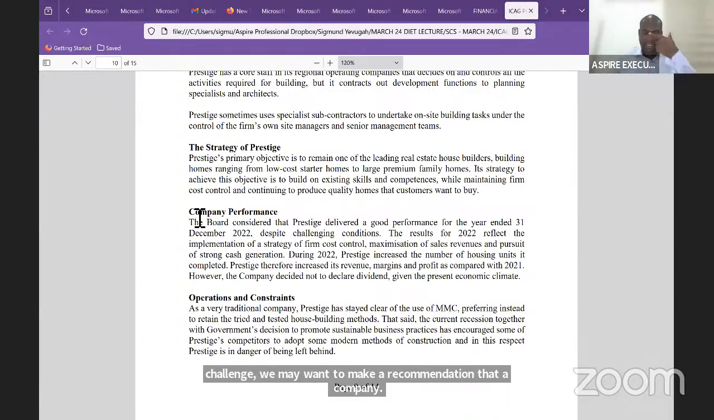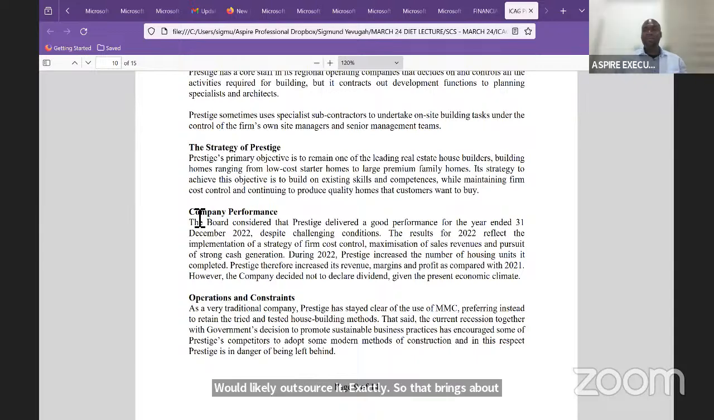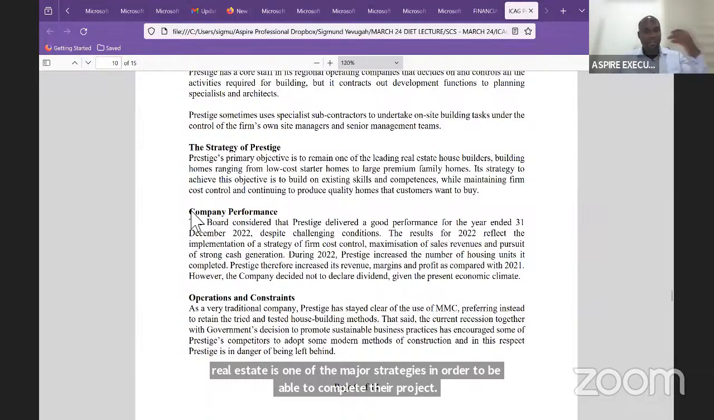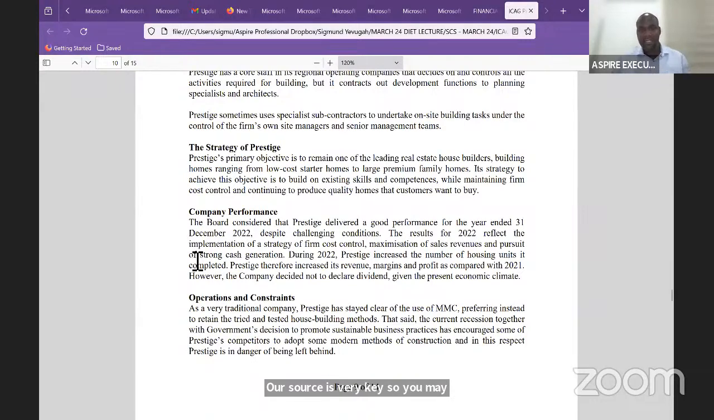Exactly. So that brings about the issue of what? Outsourcing. Because for companies in real estate, outsourcing is one of their major strategies in order to be able to complete their projects. Outsourcing is very key. So you may want to read on outsourcing, which is very key information I'm giving you. Try and read around outsourcing, because in the real estate industry, you are likely to outsource. Exactly. So that brings about issues of external relationship management. How do we manage our relationship with all these people that we have outsourced some of our operations to?